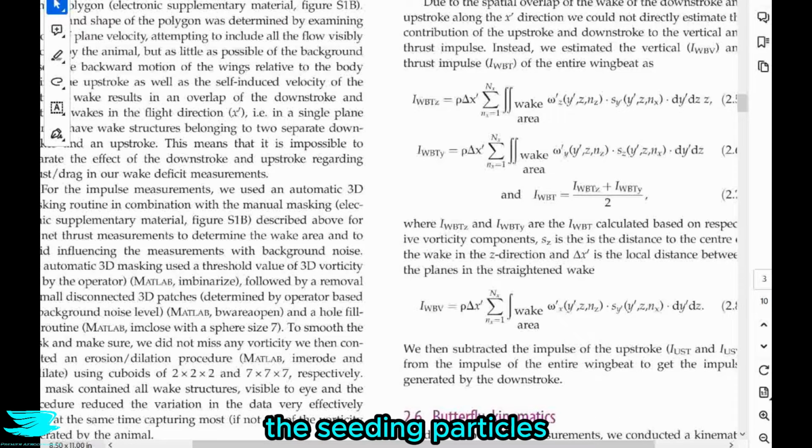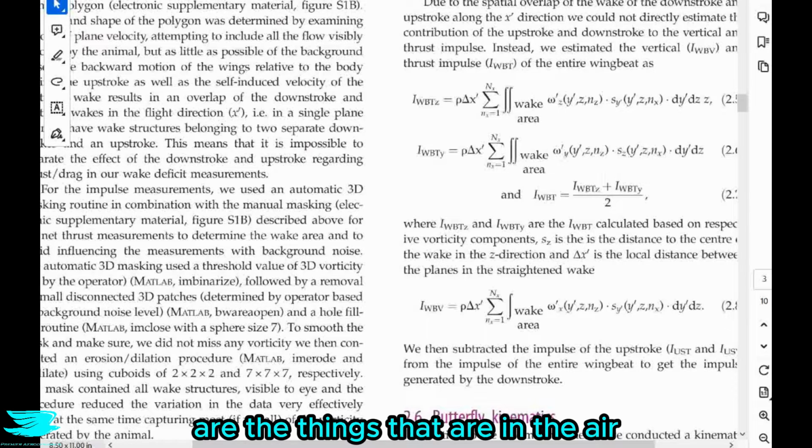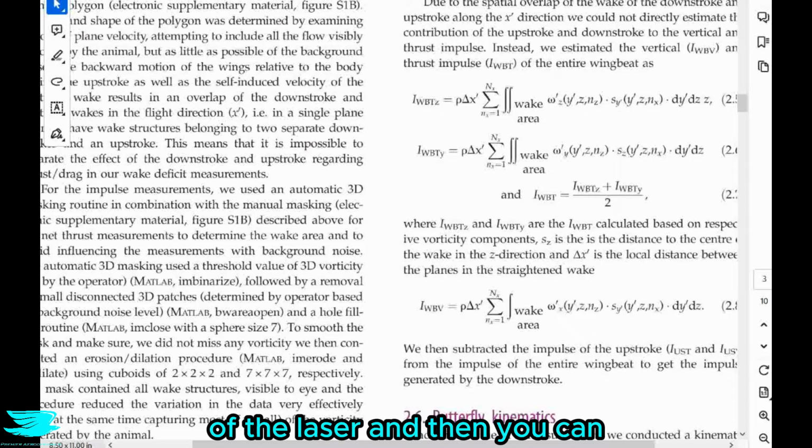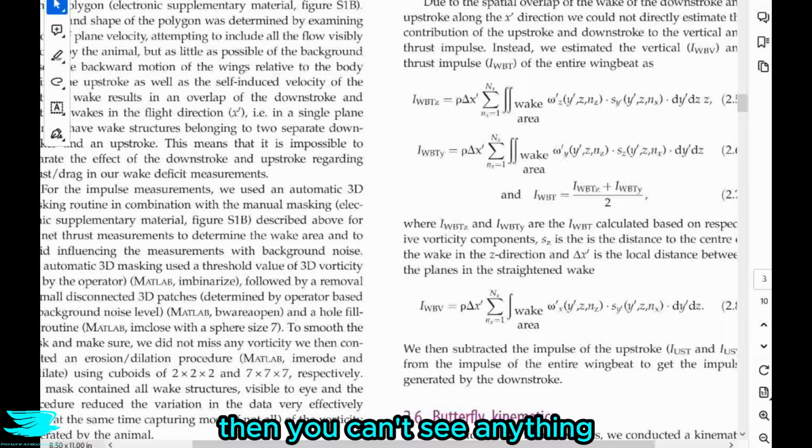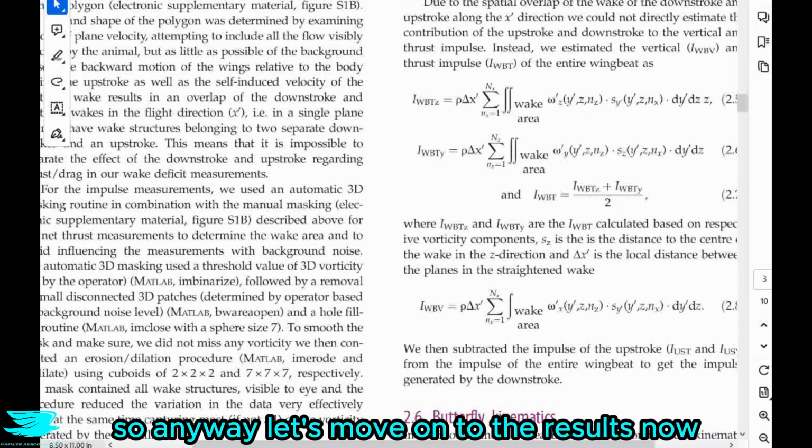For those of you who don't know, the seeding particles are the things that are in the air, which then reflect the light, the laser, and then you can capture the images. If you don't have these seeding particles, then you can't see anything. So anyway, let's move on to the results now.